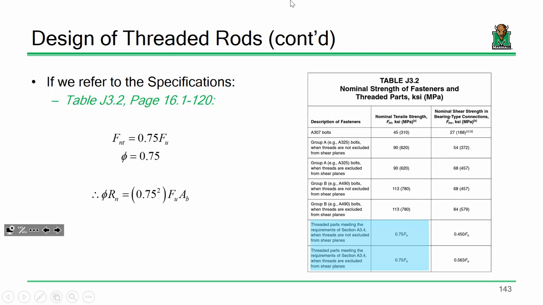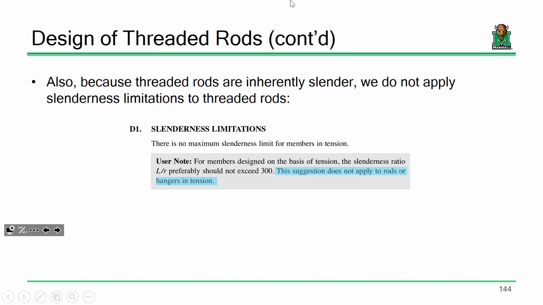Okay. So far, so good. All right. So we have 0.75 squared FuAb. One of those 0.75s is the phi value. Another is the reduction in capacity for nominal tensile stress.